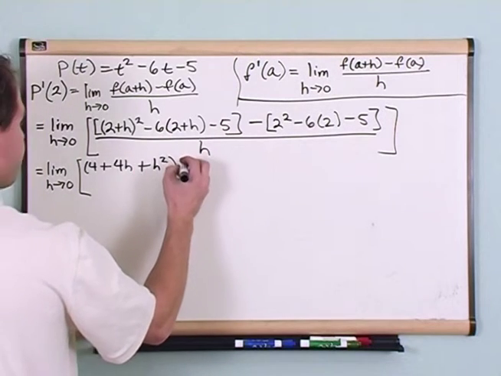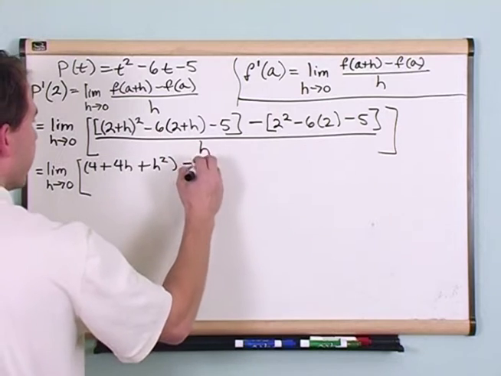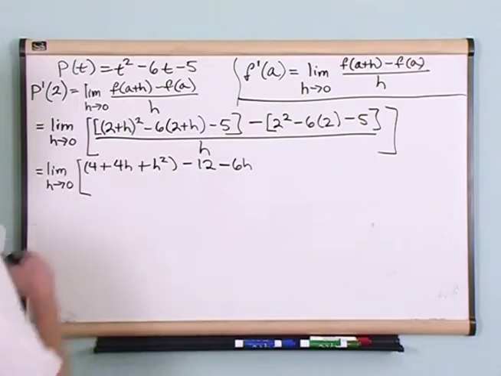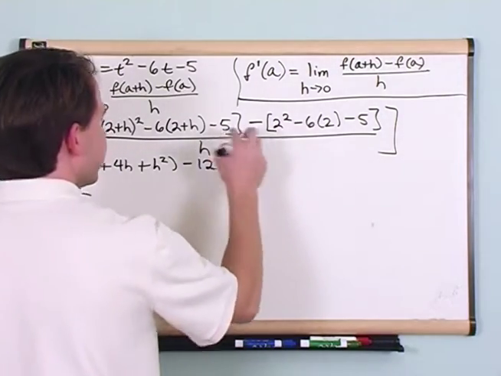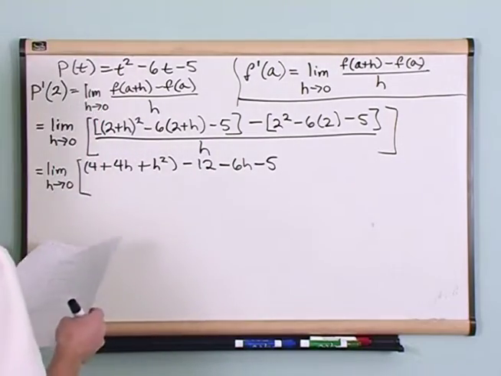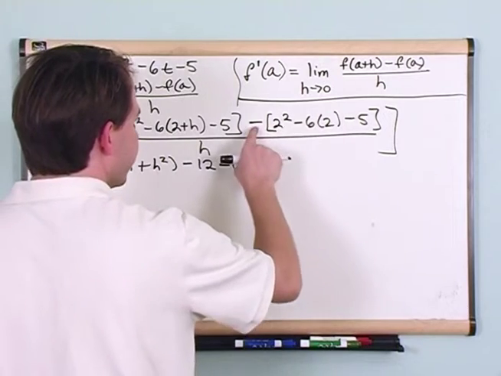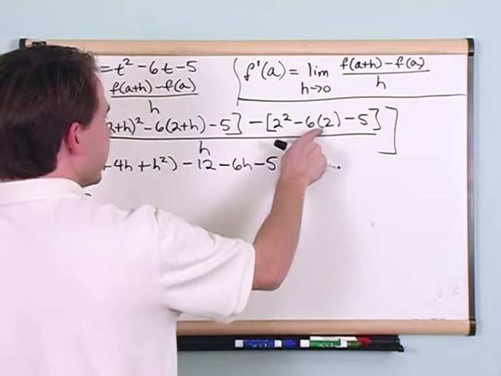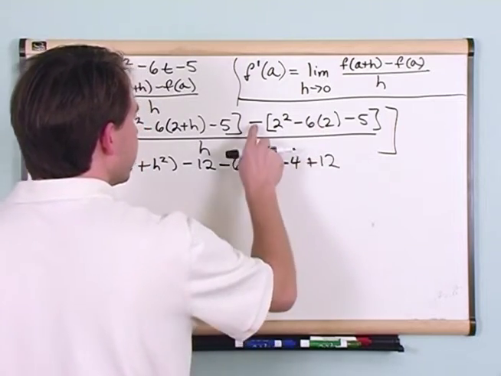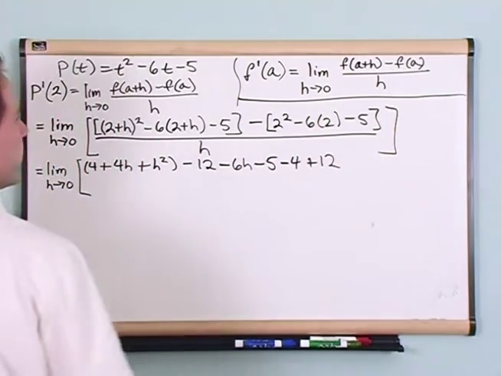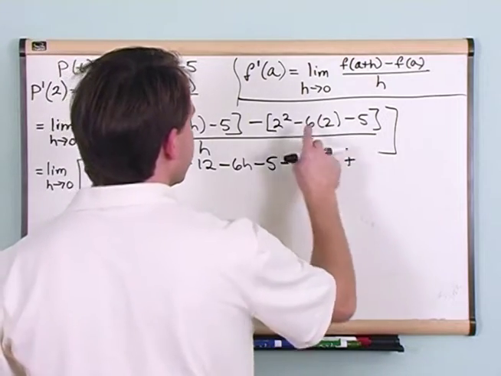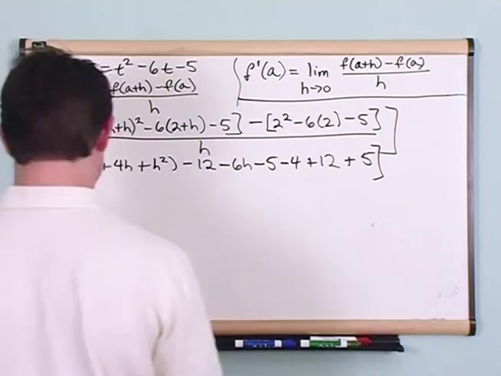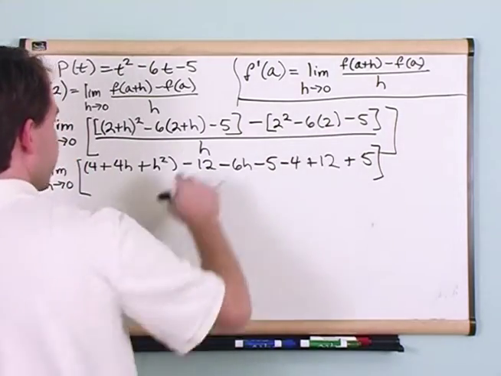So let's work with this term. Minus 6 times 2 is 12. And then you've got a negative 6h here. You distribute that 6 in. And then you got a negative 5 hanging out here. And then over on the end, you just kind of distribute this stuff in. This is going to be negative 4. 2 times 2 is 4 with the negative sign. This is going to be positive 12. Negative times negative is positive, and this is 12. And then the final value is just going to be positive 5, because negative times negative is positive.